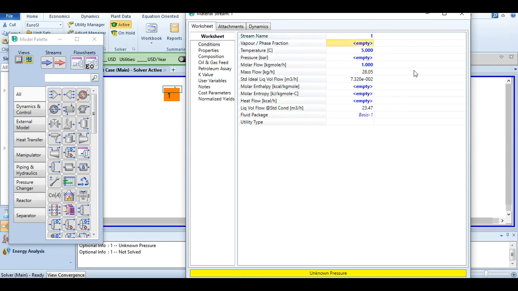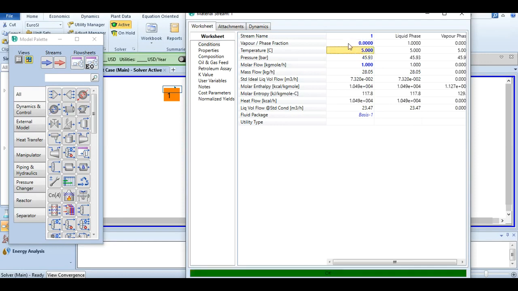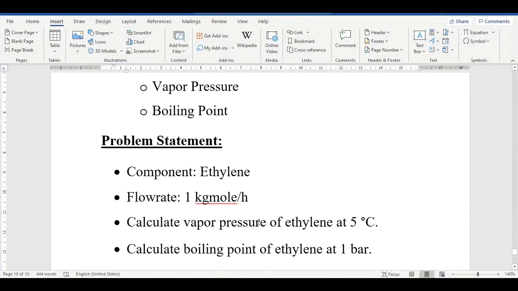Now as we all know, bubble point is the point at which the first drop of liquid starts to boil, and this can be achieved in Aspen HYSYS by specifying vapor value as 0, and dew point is opposite. By specifying a vapor value of 1, we can specify dew point, and bubble point can be specified by giving a vapor value of 0. So this pressure has come out as 45.93 bar. It means that this is the vapor pressure of ethylene at 5 degrees centigrade. So we have computed our first task.